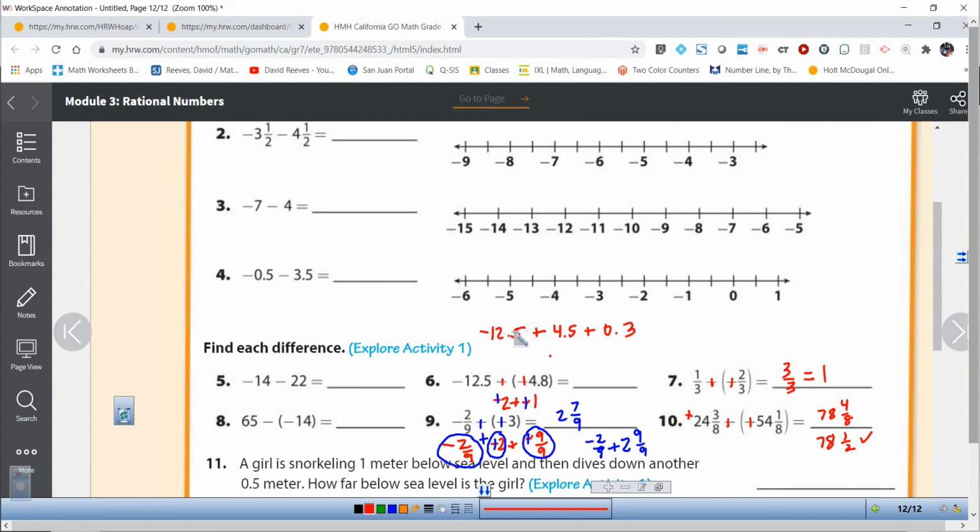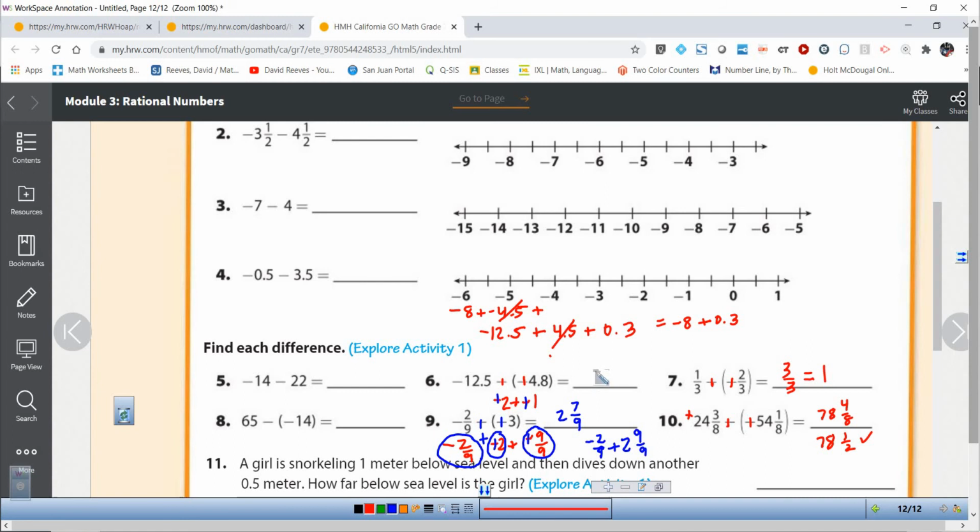All right, and I'm going to change this negative 12.5 to negative 8 plus negative 4.5. Now, why did I go through all that trouble? Because, again, what do I have right here? I have opposites that are going to cancel. Those opposites cancel, and then I simply end up with the problem negative 8 plus 0.3.